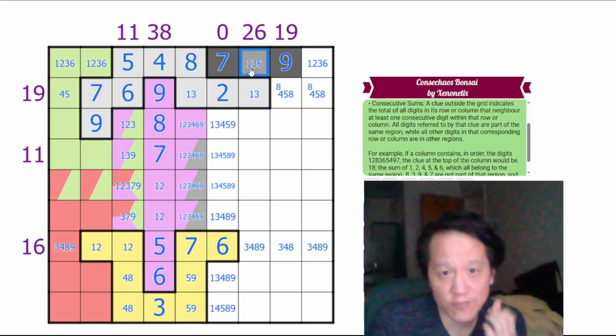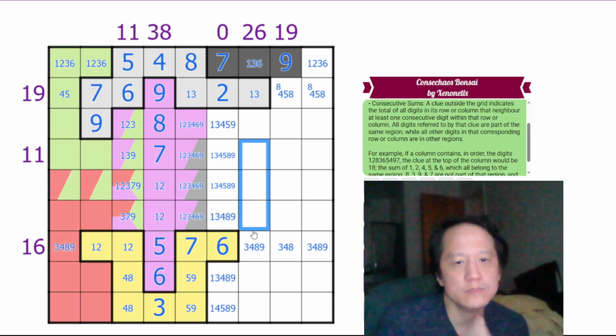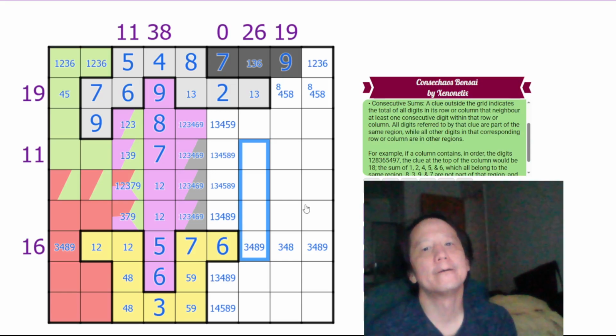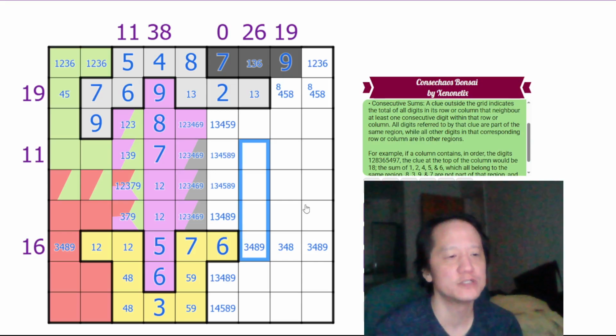Oh, this is definitely not part of the sum. Does 4, 5, 6 work? No. 4, 5, and 6 adds up to 15, and 2 digits adding up to 11 would be 5 and 6 specifically, and we already have 4, 5, 6.